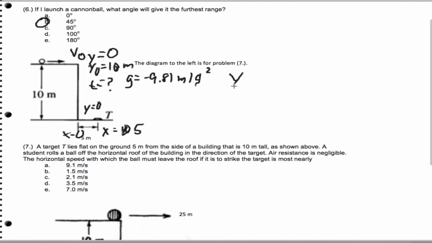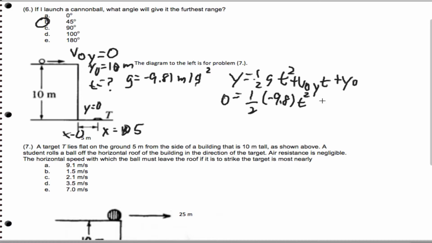So let's go ahead and get the time. I'll use y equals 1/2 g t squared plus v naught y t plus y naught. And so I will end up getting that 0 equals 1/2 times negative 9.8 times t squared plus 10. When we solve for t, I'm going to end up getting about 1.43 seconds.